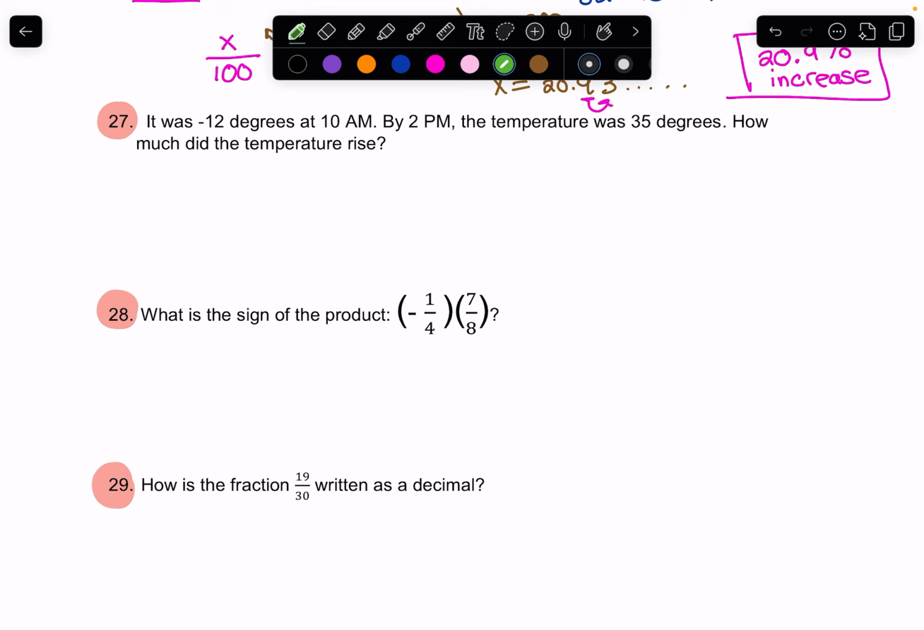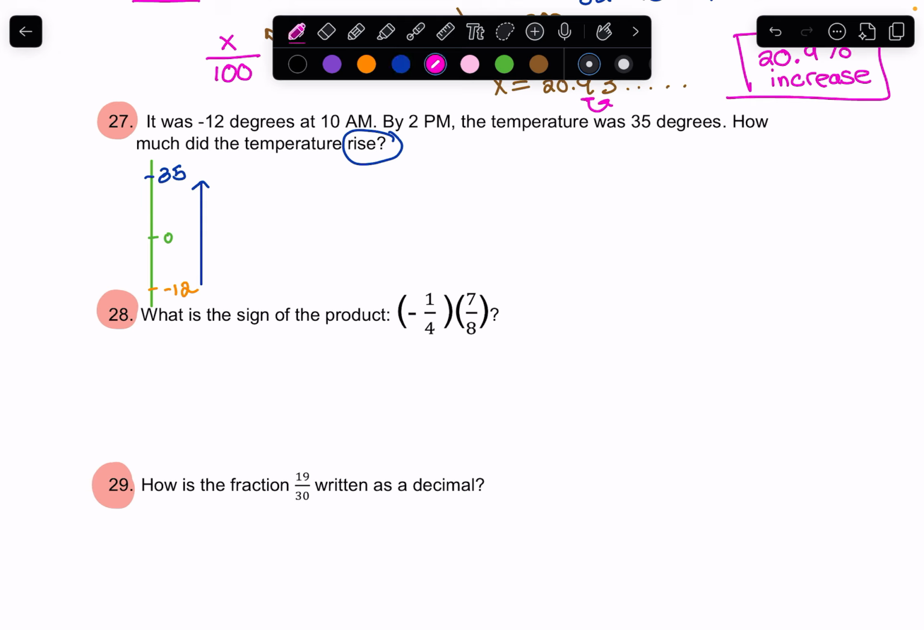So this is one of those questions that got a lot of us confused. So let's think about it logically. Imagine that you're looking at a thermometer, right? We have 0, and we started at negative 12. By 2 p.m., the temperature was 35 degrees. So we're 35 above 0. They're asking how much did the temperature rise? So how much did we increase by to get from negative 12 to 35?